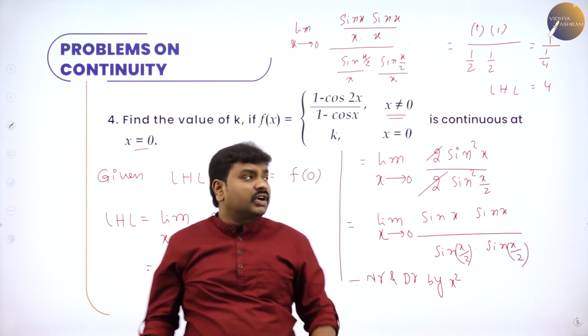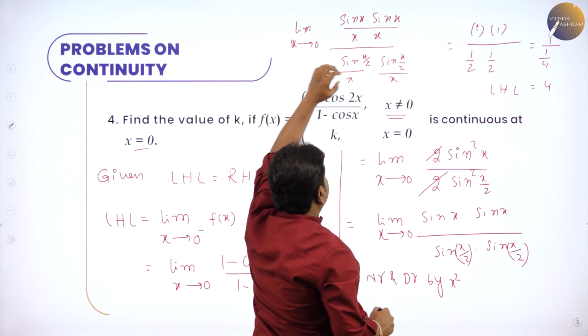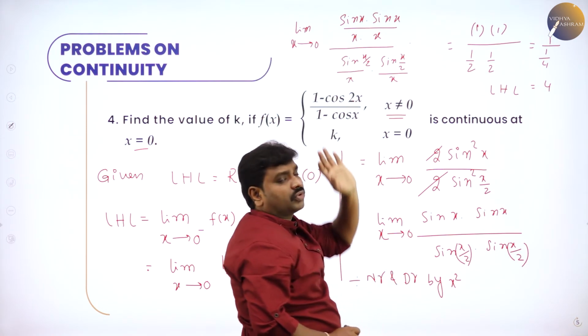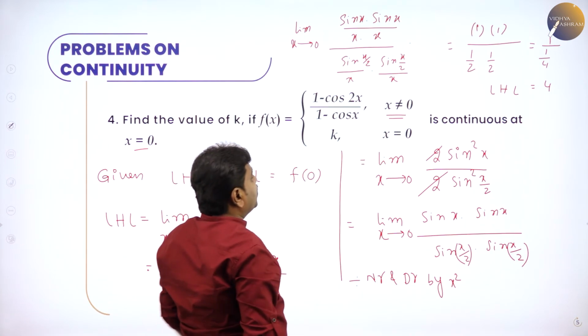So we got LHL as 4. Now here what we should do: divide and multiply by half, half by half. You take the half out, and it will become 1 by 4. Now I got LHL as 4. RHL is also 4 because the function is the same.